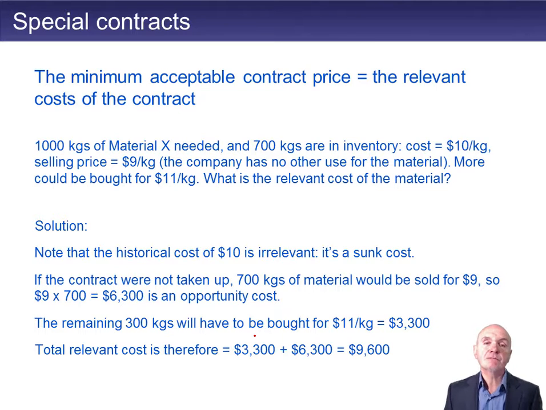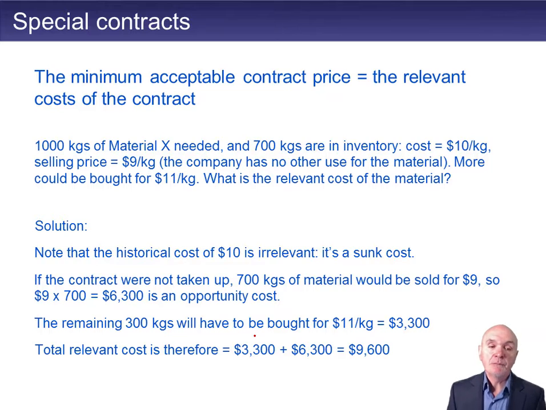Special contracts. When pricing these up, the minimal acceptable contract price should be balanced to the relevant costs of the contract. The relevant costs are essentially the costs caused by going for the project, and the minimum price should therefore not be any less than that.